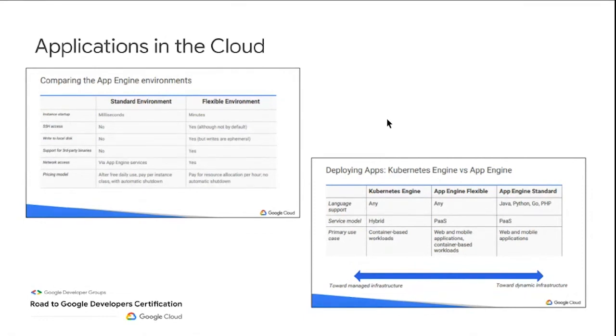If you want to have a managed infrastructure, you go with Kubernetes. If you want to have a dynamic infrastructure managed by Google, or you want to manage them yourself, you go with App Engine.